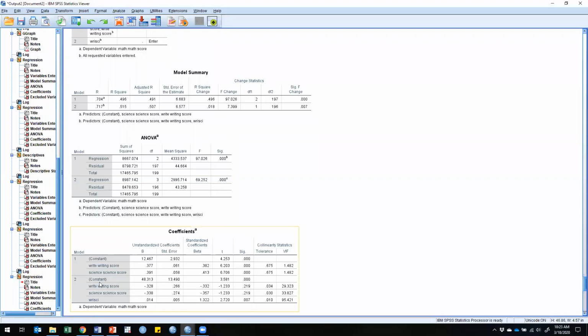So how do we interpret these effects? This main effect would be the impact of writing score on math achievement when science scores are 0. Same thing here. This would be the impact of science scores on math scores when writing scores are 0.